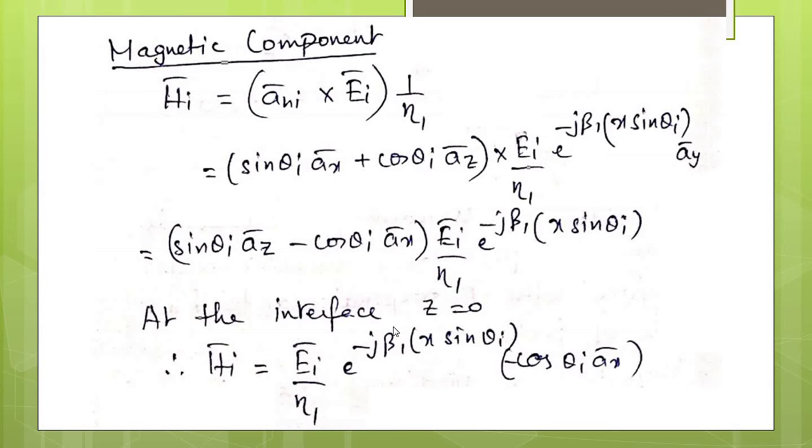So here also at the interface we need to substitute z is equal to 0. So in place of this z term, this will be equal to 0. So this is the leftover term: E_i by eta_1 e power minus j beta_1 x sin theta_i multiplied by minus cos theta_i into a_x.